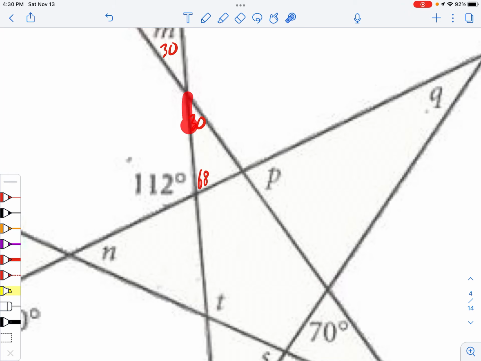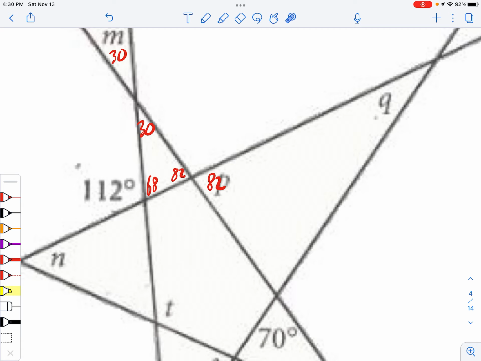Now I've got another triangle here. So I can add up the 30 and the 68, which is 98, and then subtract that from 180 to get 82. And vertical angles again, here and here. So you notice we just keep figuring stuff out until we get to the angles we're interested in.